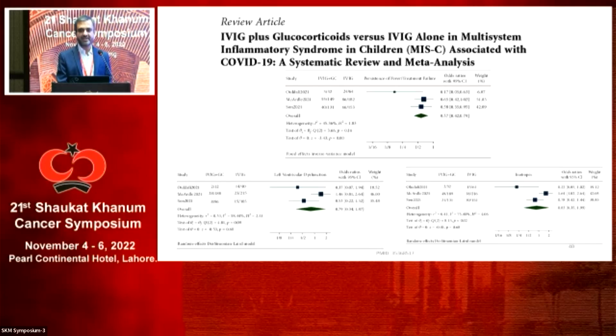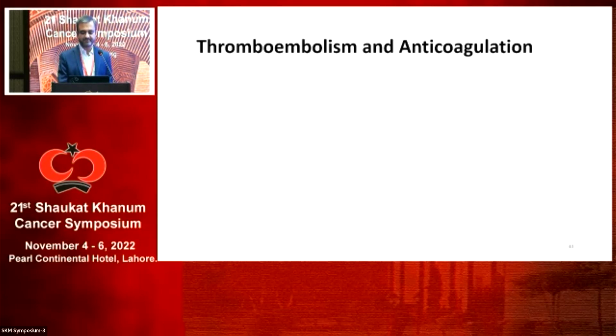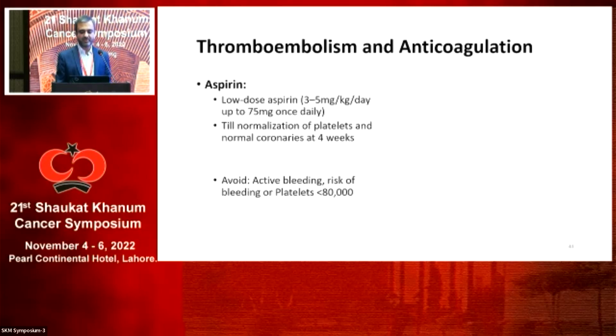So the bottom line is that patients who come to us in our setting with MISC, and the severity is severe or critical, start with high dose steroid, and if there is availability of IVIG, then go ahead and give both. Then thromboembolism and anticoagulation: aspirin low dose 3 to 5 milligram per kilo up to 75 mg daily till the platelets are normalized and the coronaries have been found to be normal at a 4 to 6 weeks follow-up.